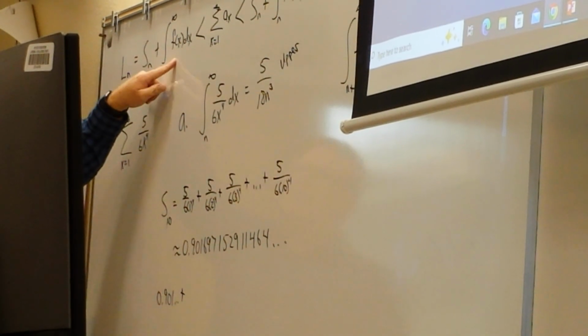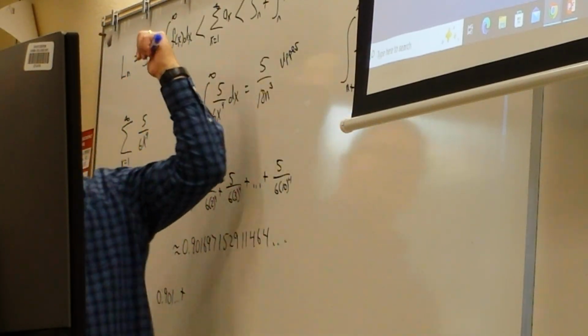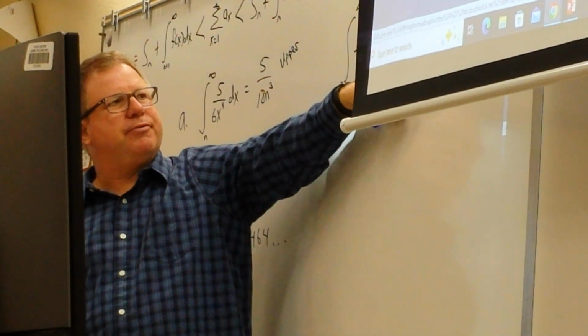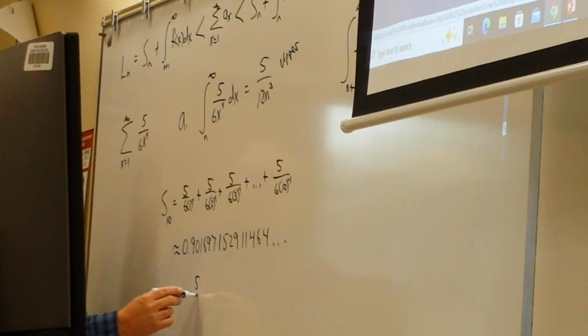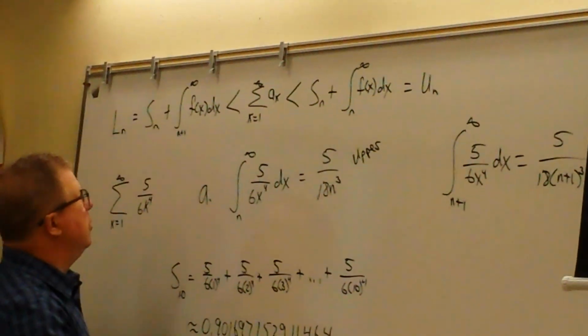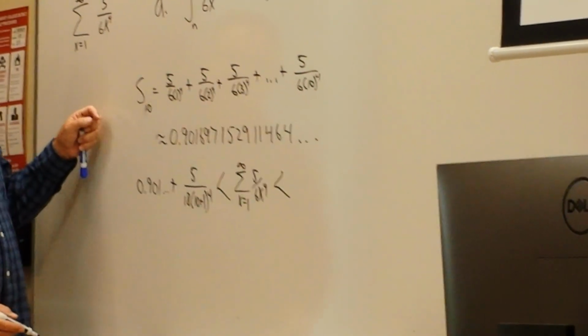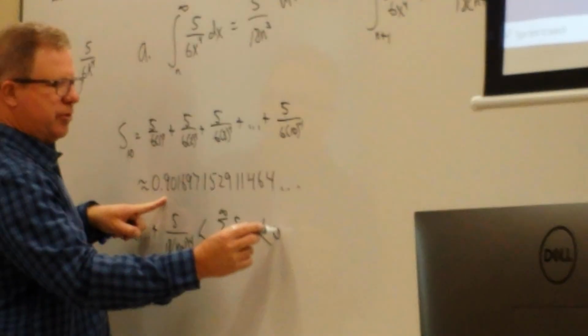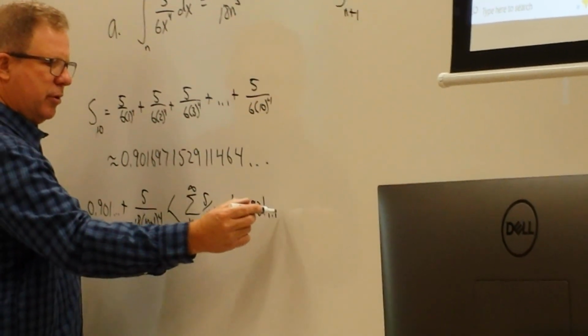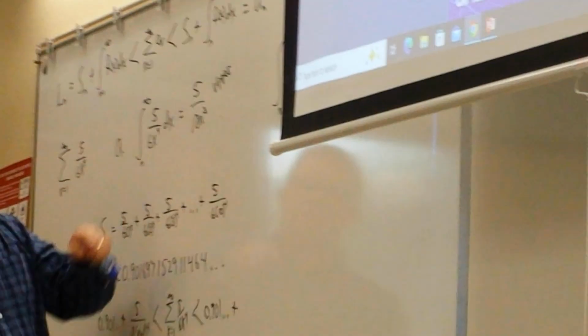Plus this, which this is the lower side, so that's this one. We got to put in 10 for n. So plus 5 over 18 times 10 plus 1 for the fourth is less than the actual sum. Okay, it goes from 1 to infinity. 5 over 6k to the fourth, that's this. Which is less than this again, 0.901 plus the upper 5 over 18 times 10 to the third.